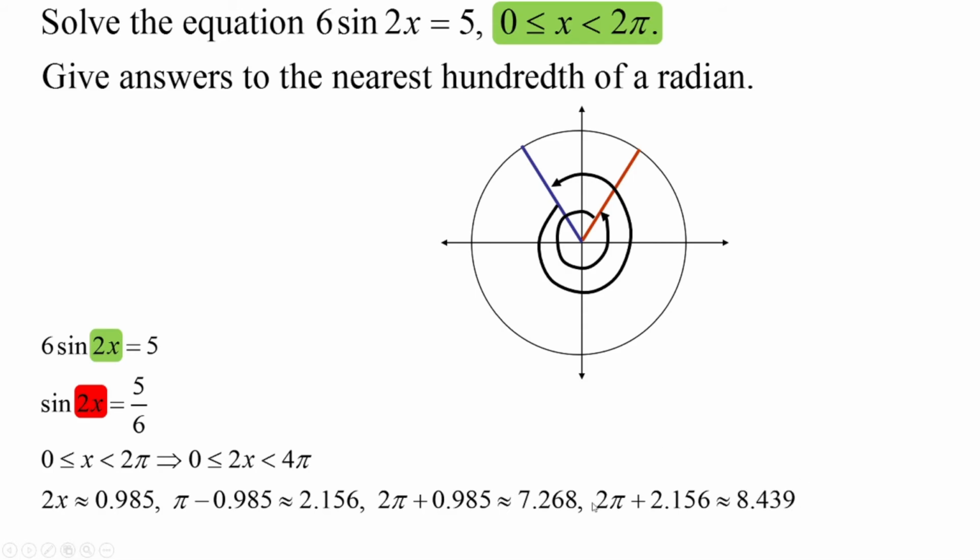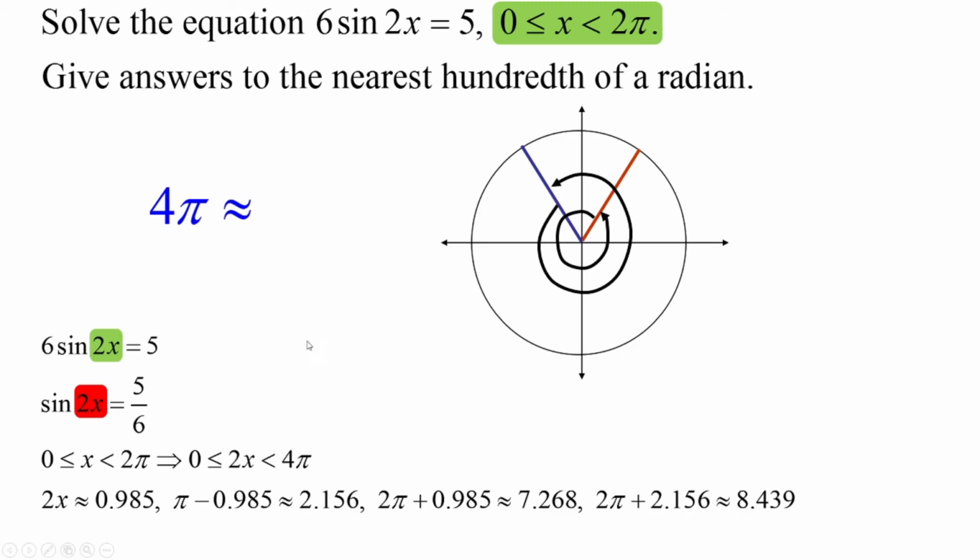Now, they don't want us to solve for 2x here. We've just solved for 2x, and we have these 4 angles, right? But we need to solve for x. Again, I need all x from 0 to 2 pi. So can I just take each of these answers and, to solve for x, aren't I just going to divide every one of them by 2?